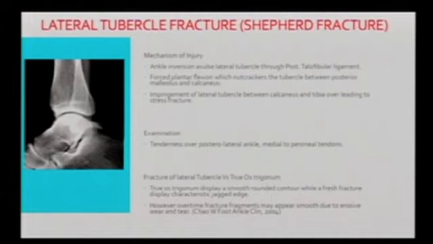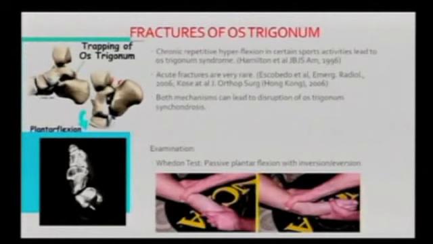To differentiate between the os trigonum and a lateral tubercle fracture, usually the os trigonum is smooth, and when you have a tubercle fracture, the edges are jagged. That's how you differentiate. Fractures of the os trigonum are quite rare, but you can see trapping of the os trigonum in some sports injuries where hyperflexion in certain sport activity leads to os trigonum syndrome. This one here. Both mechanisms lead to disruption of the os trigonum synchondrosis. And this can be brought out by means of the Vedon test, the passive plantar flexion with inversion and eversion force.